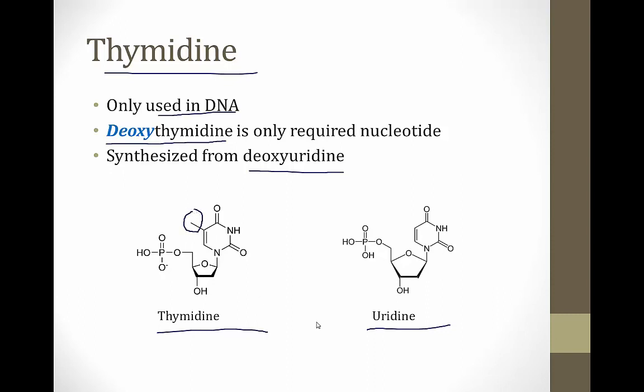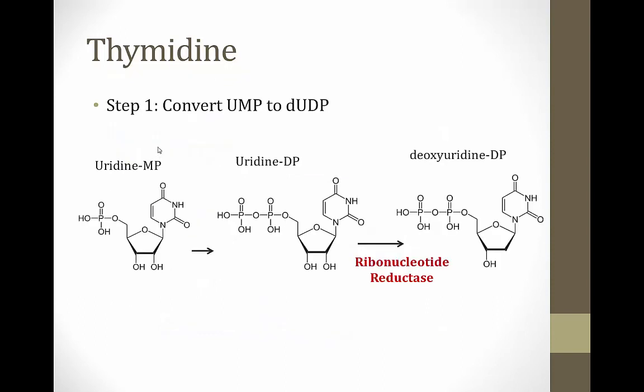So as we will see, all the biochemistry in synthesis of thymidine involves adding a carbon to uridine to create the molecule of thymidine. Step 1 in the synthesis of thymidine is to take uridine monophosphate and convert it to deoxyuridine diphosphate. So we start with uridine monophosphate shown here.